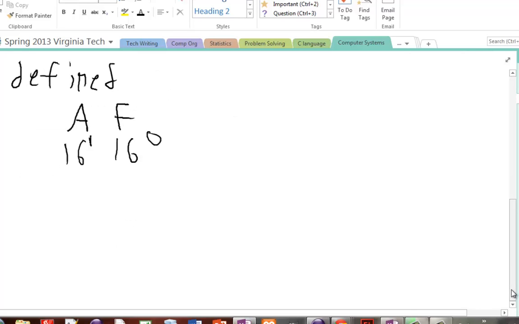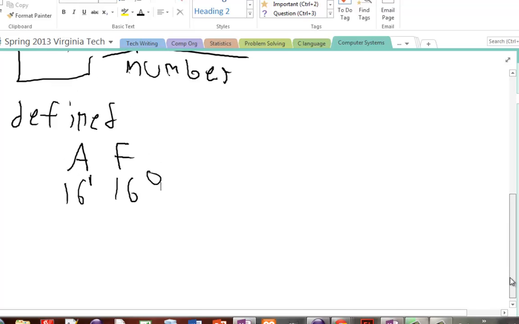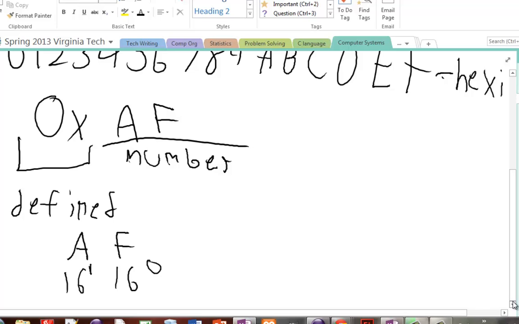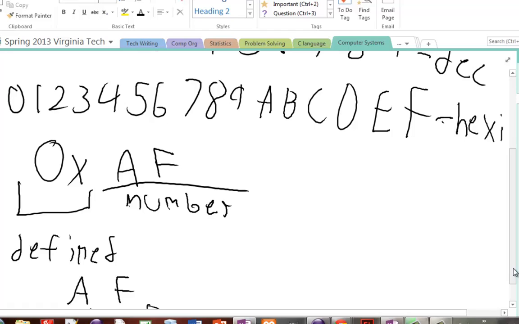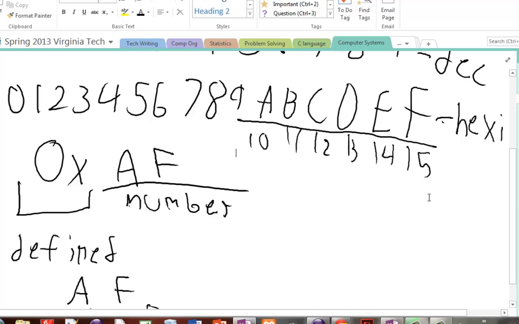I'm just going to multiply them separately and add them up. One quick note that I forgot to mention is that I drew all the numbers that we can use in hexadecimal, but you may be confused by these letters. Essentially, these letters correspond to 10, 11, 12, 13, 14, and 15 when you're converting them. So that's always good to remember.